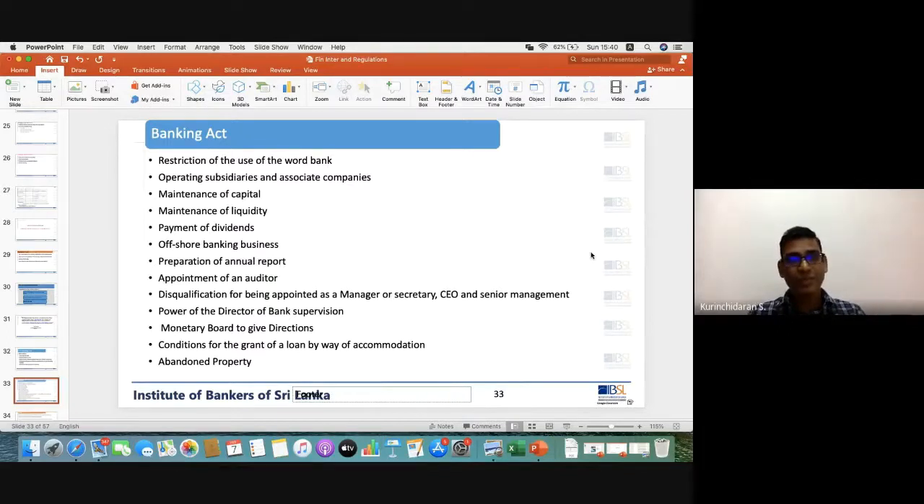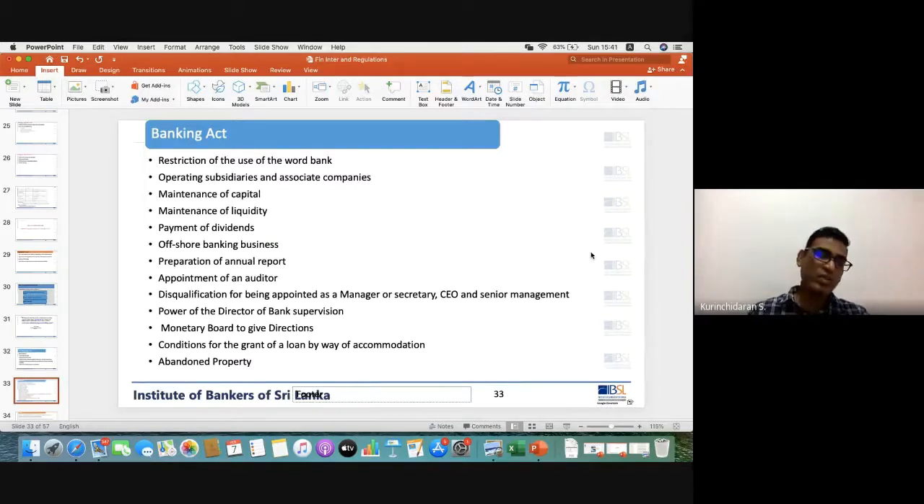Preparation of annual reports. Appointment of an auditor. Disqualification for being appointed as a manager or secretary or CEO and senior management. Power of the Director of Bank Supervision. Monetary Board to give directions. Conditions for grant of a loan by way of accommodation. Abandoned property. So these are key elements actually required in the Banking Act.